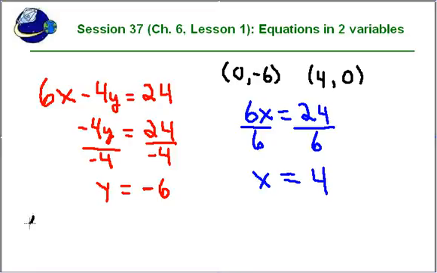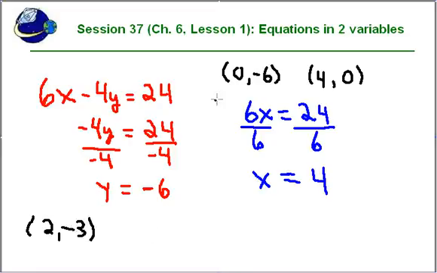There's also a third one that works with pretty small numbers, and that one is 2 comma minus 3. In order to prove this, let's go ahead and stick these values back into our equation. 2 for x. Positive 2 times positive 6 is positive 12. We'll stick in a minus 3 here for y. Minus 3 times a minus 4 is a positive 12. Positive 12 plus positive 12 is positive 24. 24 does equal 24 here, therefore 2 comma minus 3 is also a solution to this problem.